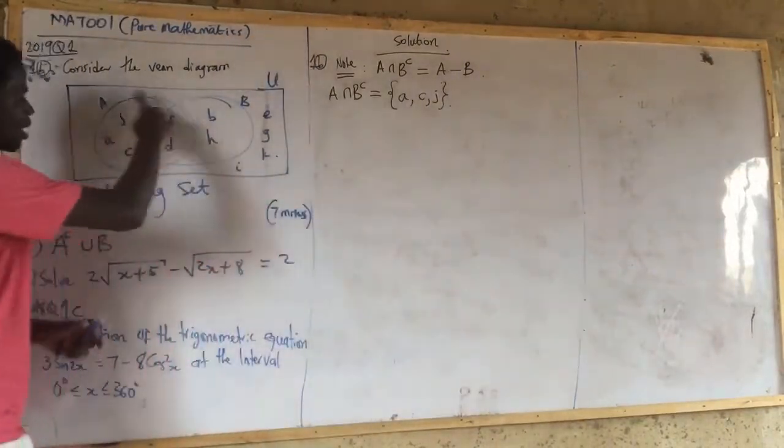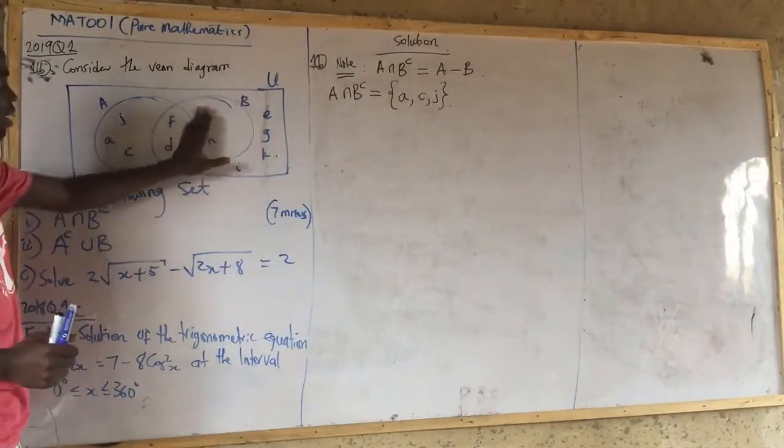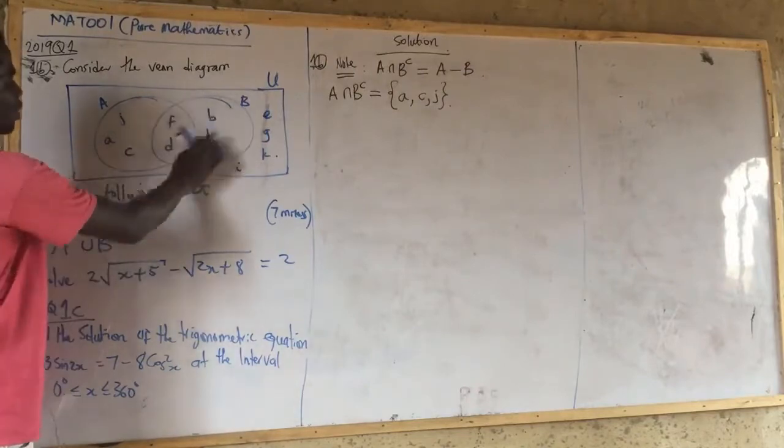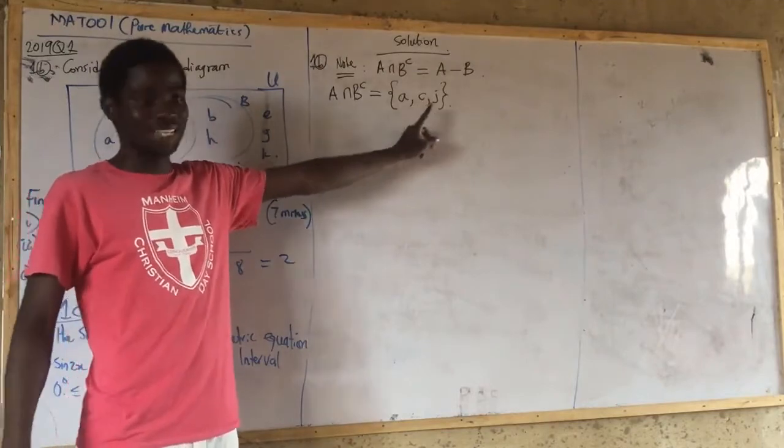You know this is A. A has A, J, C, F, D. Remove the whole of B. So if you remove B, you will be left with A, C, J. So that's why A intersection B complement is A, C, J.